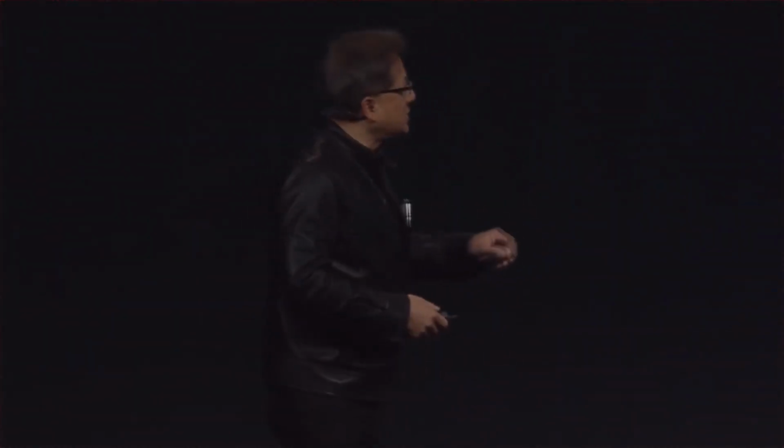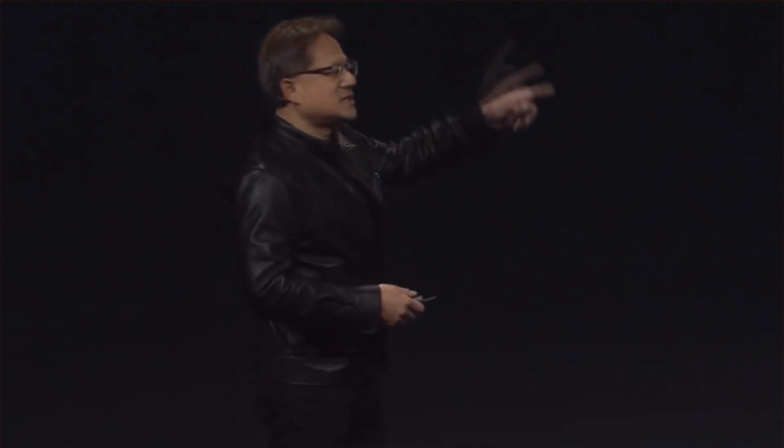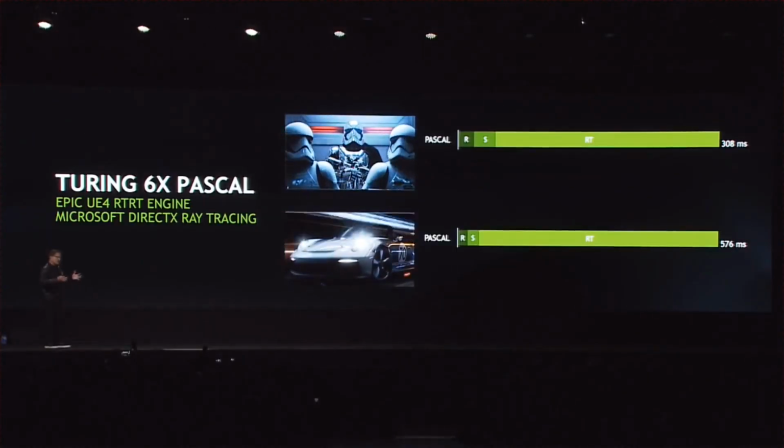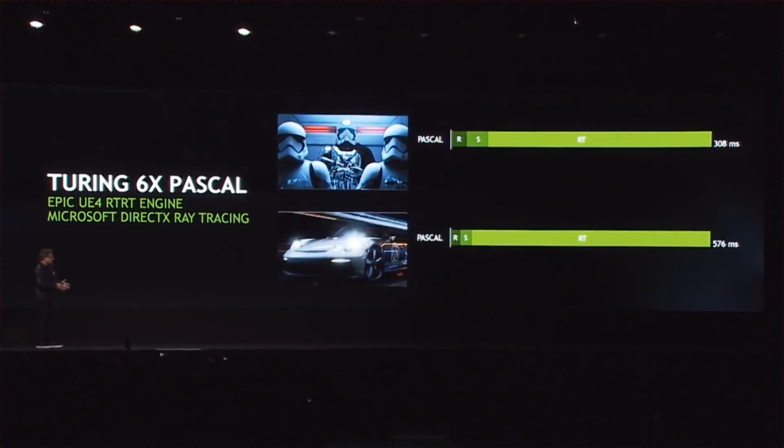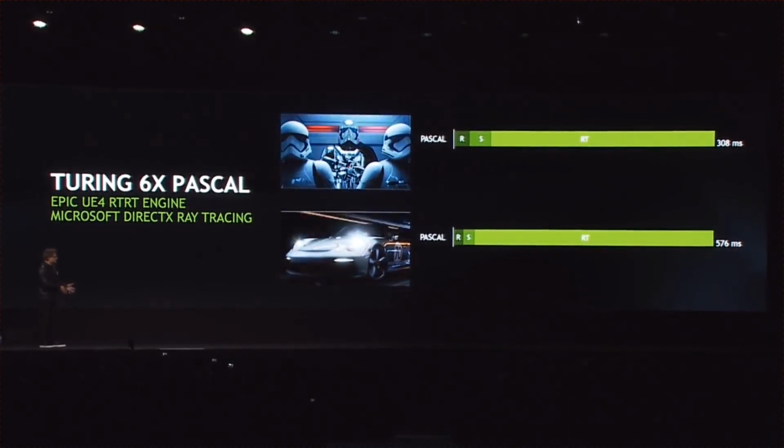So the artificial intelligence is going to support the real-time ray tracing, and the real-time ray tracing is going to support the traditional computing. This would allow what Nvidia are saying is going to be 25 times the performance in real-time ray tracing over the Pascal generation. They're also saying that this chip is 6 times faster than Pascal.